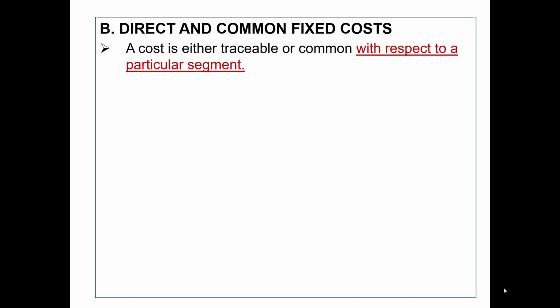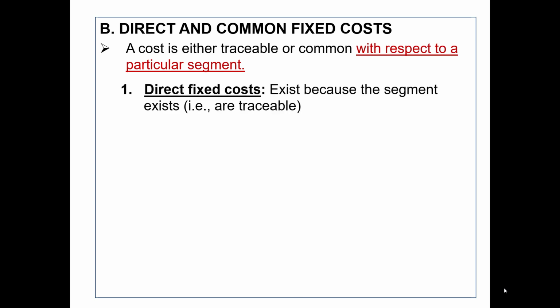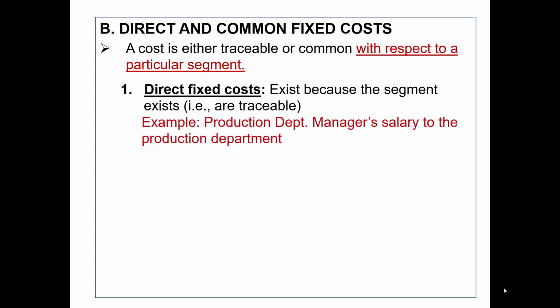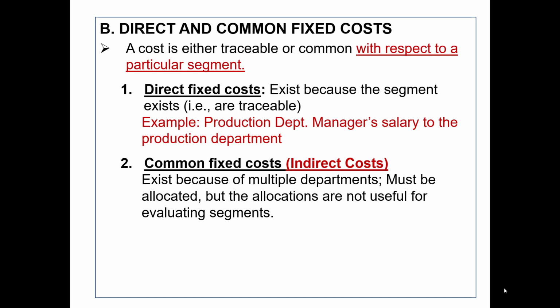So we need to revisit direct and common fixed costs. Remember that this is looked at from the perspective of a particular segment. Direct fixed costs exist because the segment exists. That is, they're traceable to the segment. An example might be the production department manager's salary to the production department. Common fixed costs exist because of multiple departments. These costs are allocated. Maybe the president's salary is divided equally among all of the divisions.